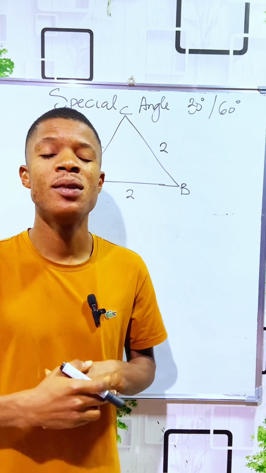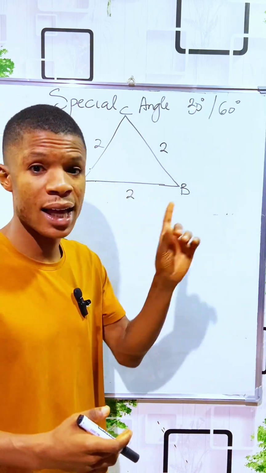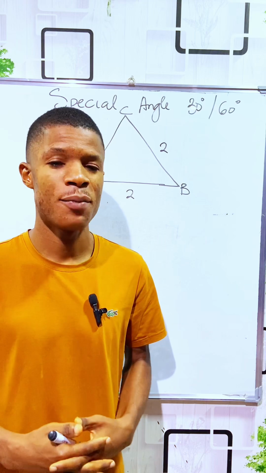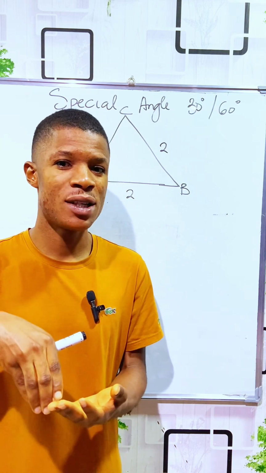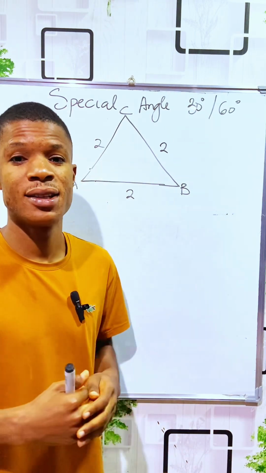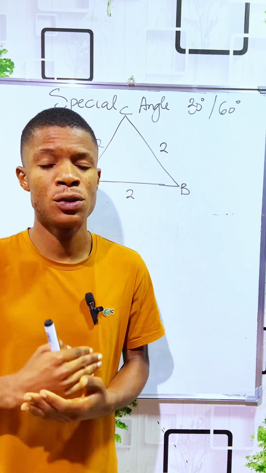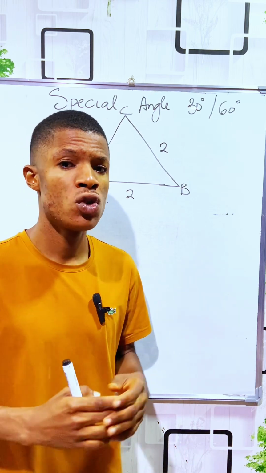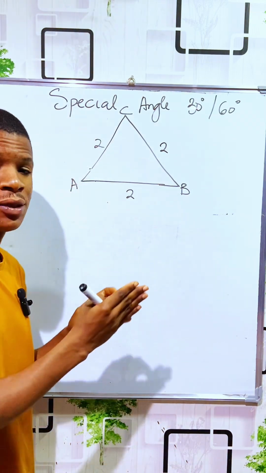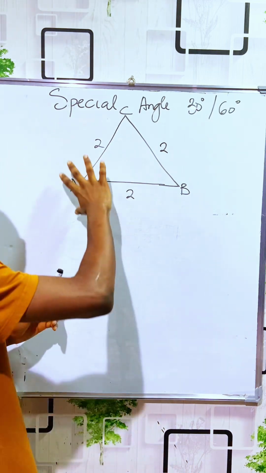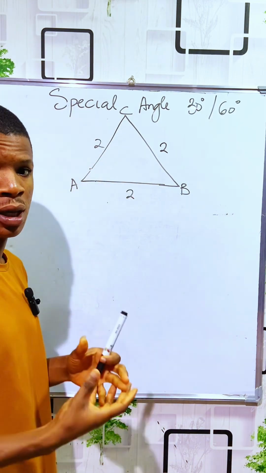Hi guys, we'll be looking at special angles 30 and 60 degrees. For us to get a clear picture of how the three trigonometrical ratios will look for 30 and 60 degrees, we'll take a good look at an equilateral triangle that has all sides and angles equal.